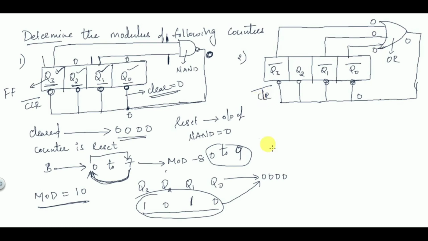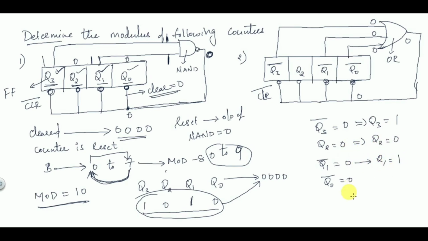When all the inputs are 0, Q3 bar is equal to 0 and Q2 is not connected, so it is obviously equal to 0. Similarly Q1 bar is also equal to 0 and Q0 bar is also equal to 0, but we don't require Q3 bar, we require Q3. So when Q3 bar is equal to 0, Q3 is equal to 1, and obviously Q2 is equal to 0. Q1 bar is equal to 0, so Q1 is equal to 1, and Q0 bar is equal to 0, so Q0 is equal to 1.